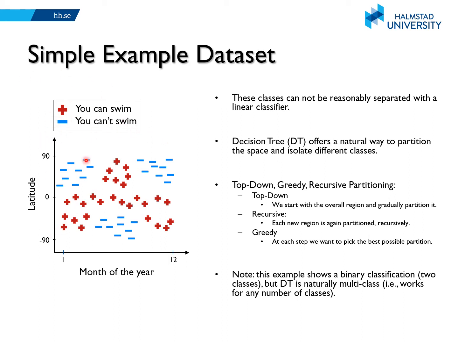Okay, so a decision tree will partition this space into several regions. And we say that a decision tree is a top-down, greedy, recursive partitioning approach. It is top-down because we start with the overall region and then we gradually partition it. And it is recursive because each new region that we get is again partitioned into subregions and so on. So this is done recursively. And it is greedy because at each step we want to pick the best possible partition. We will see how later.